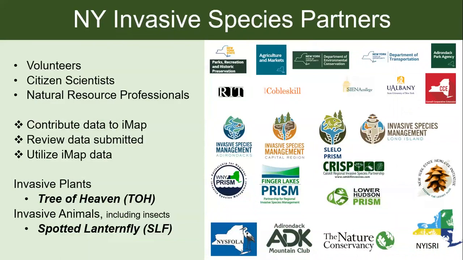Before we begin, I wanted to acknowledge that invasive species work, and the invasive species database in particular, are a huge collaboration between many partners across the state. I want to thank all of the volunteers, citizen scientists, and natural resource professionals who are participating. All of these different groups contribute data to iMap, review data submitted, and utilize iMap data, as well as doing actual on-the-ground invasive species management. Thank you so much, everyone. The invasive species database, iMap invasives, includes plants like tree of heaven as well as animals like spotted lanternfly.